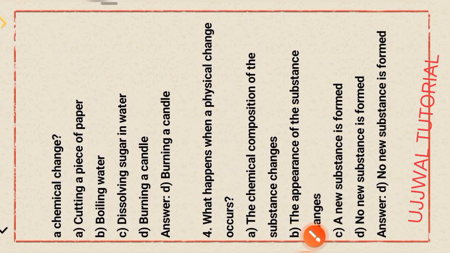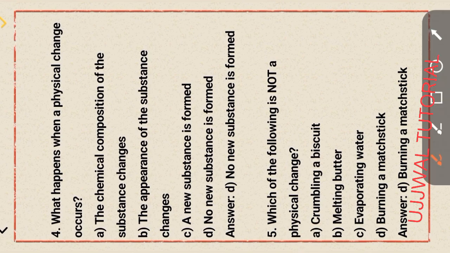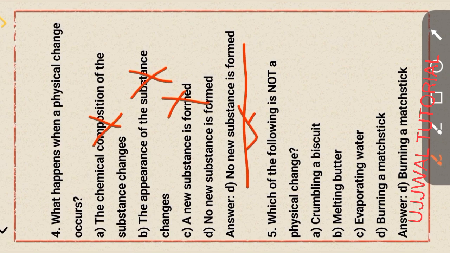Next question, question number 4. What happens when a physical change occurs? Option D, that is, no new substance is formed. But option A, chemical composition of the substance changes, wrong. Appearance of the substance changes, wrong. A new substance is formed, wrong. So option D is the right answer.